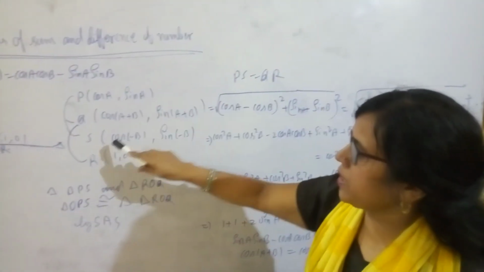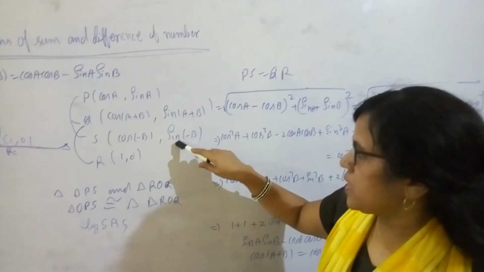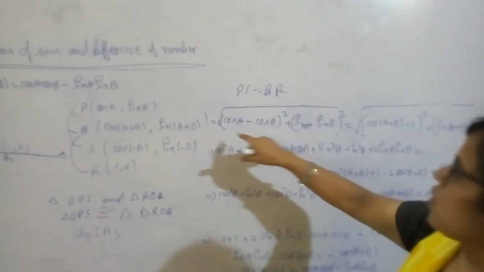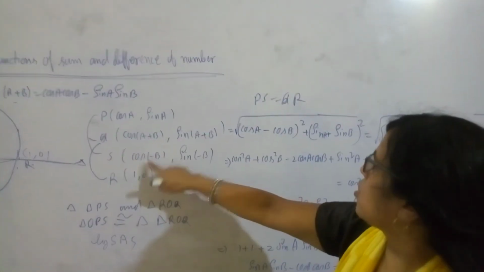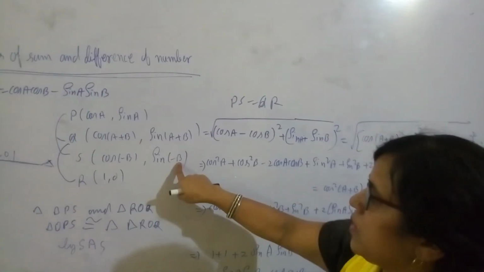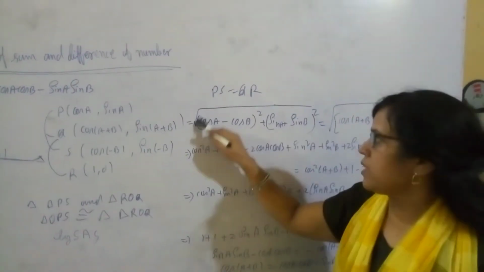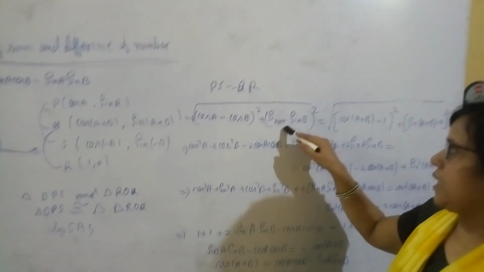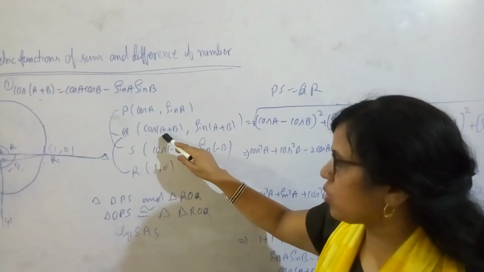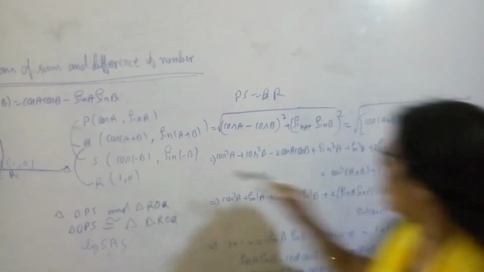Coordinate of P is cos A, sin A, and coordinate of S is cos of minus B, which means cos B, and sin of minus B, which means minus sin B. So we are using x2 minus x1: cos A minus cos B whole square plus sin A minus of minus sin B. So this minus will change to plus because sin of minus theta is minus sin theta. So here cos A minus cos B whole square plus sin A plus sin B whole square is equal to the distance of Q to R: cos of A plus B minus 1 whole square plus sin of A plus B minus 0 whole square.